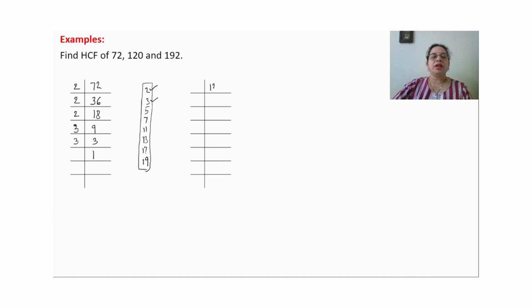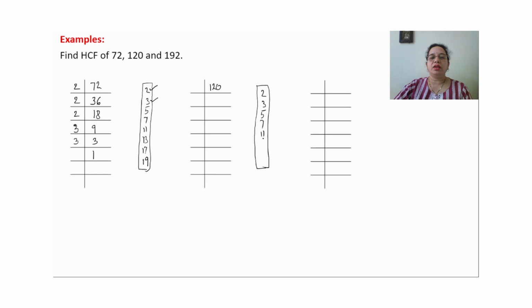Now the next number is 120. So again let me make the checklist for 120: 2, 3, 5, 7, 11, 13, 17, 19. So now the number is divisible by 2. So 2 6s are 12 and 0, 2 3s are 6, 0 as it is. 2 1s are 2, 1 is left, 2 5s are 10. Now the number is divisible by 3. So 3 5s are 15 and 5 is a prime number. So it is divisible by 5, 5 1s are 5.